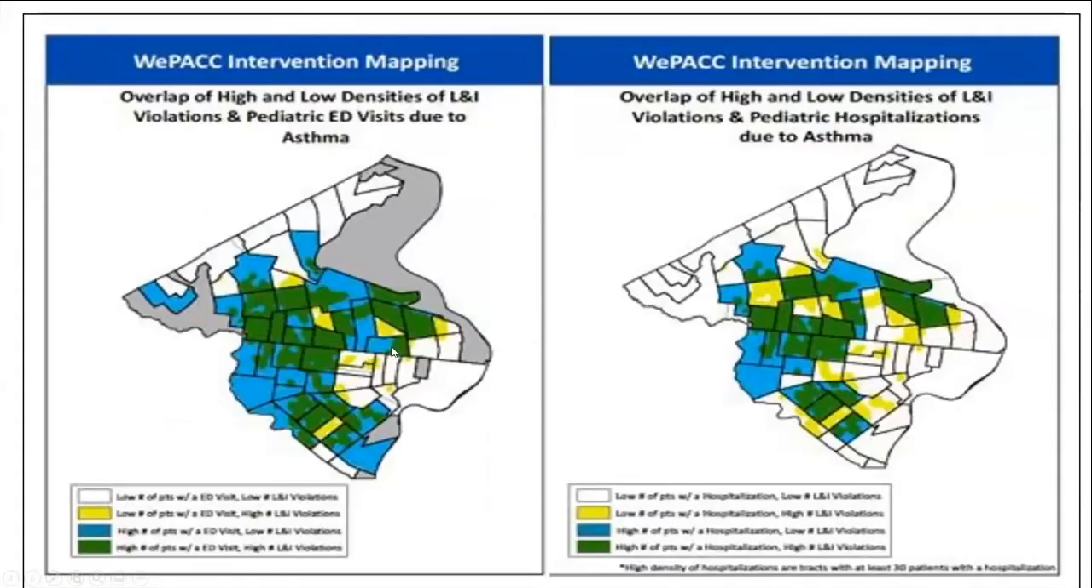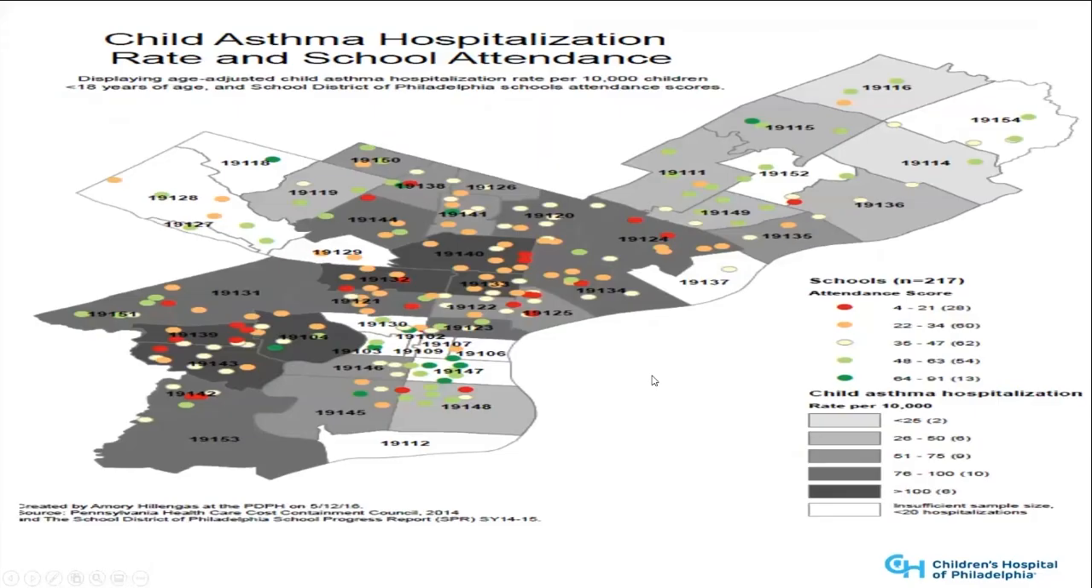Now we overlap L&I violations. L&I is Licenses and Inspections, and we felt that this was a good proxy for the housing situation. And you can see here that, again, it maps pretty closely. ED and hospitalization were the highest, and green is where you have high levels of hospitalization and housing violations, and here emergency room visits and housing violations.